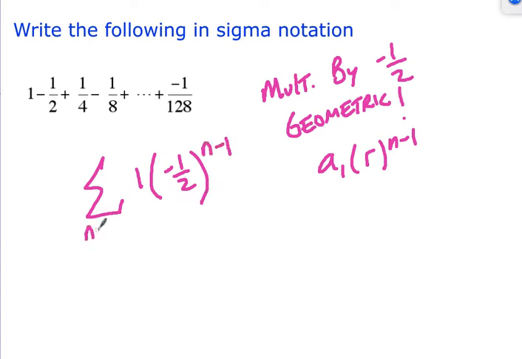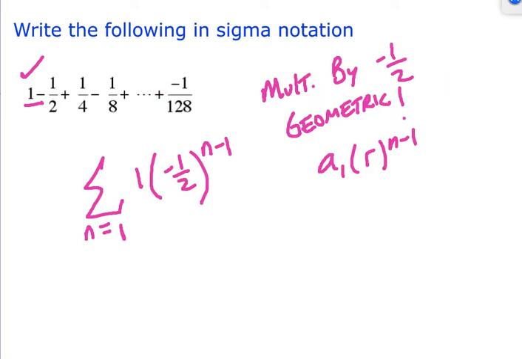Now I need to figure out where do I start my n and where do I end. So if I plug a 1 in to begin with, if I plug a 1 in here, my exponent would be a 0. Anything to the 0 power is 1. Times 1, my first term would be a 1, and that checks out because my first term is a 1, so that's looking good.